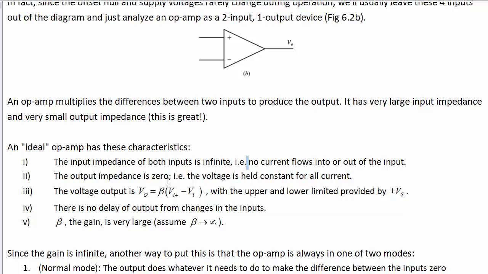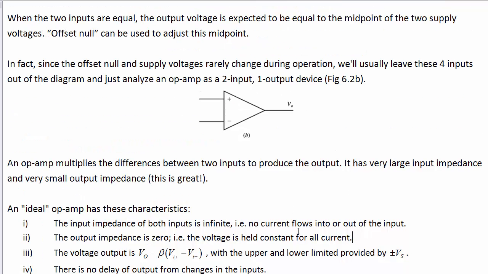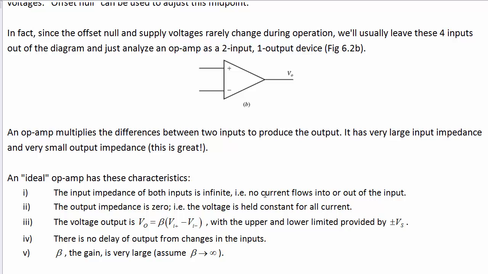The output impedance is 0. So the voltage is constant for all current. It would put out any current necessary to maintain that voltage. Really, these are sort of idealizations, and they're going to break down at some point. But for most circuits that we'd build with an op-amp, these are going to hold up okay.